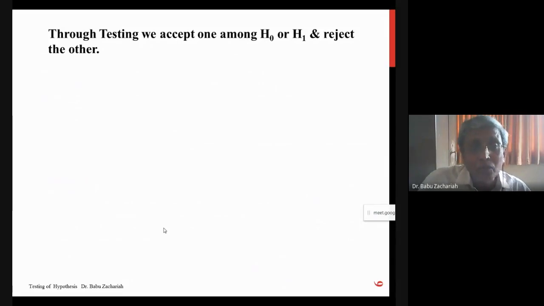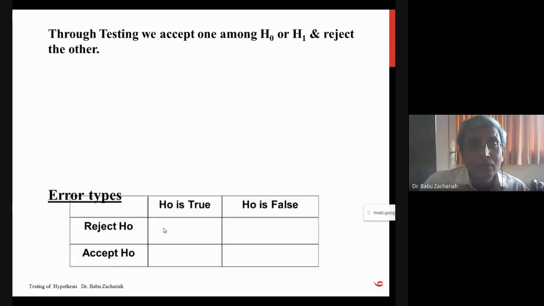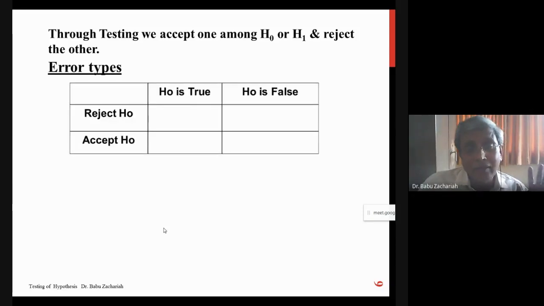Through testing, we accept one among the null or alternative and reject the other. The null hypothesis we denote by H0, the alternative by H1. So one will be accepted, the other will be rejected. So this can be the situation. Say H0 may be true or it may be false, and these are the two possible statuses. We may reject H0, or we may accept H0.